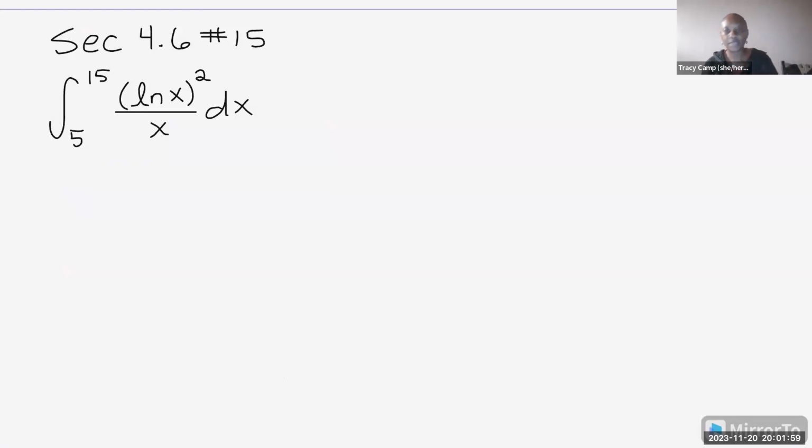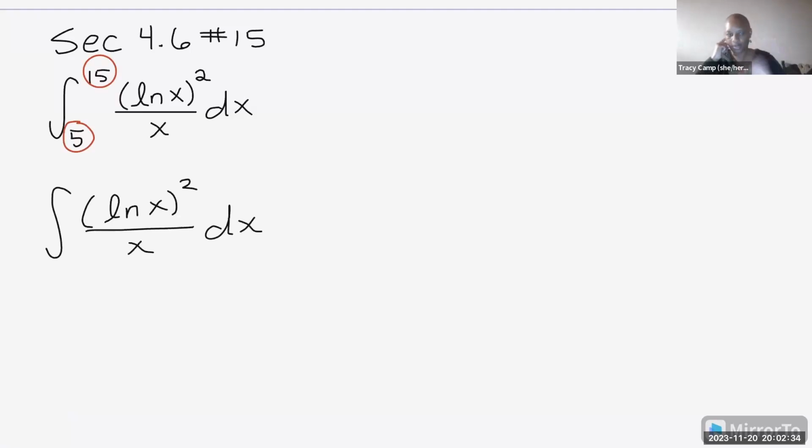So the first step was to pick a U. Because we have a definite integral, we are going to use the fundamental theorem of calculus to evaluate this expression. And in order to use the fundamental theorem of calculus, we have to start off by finding the antiderivative. So the first thing that we're going to do is find the antiderivative of natural log of x squared over x dx.